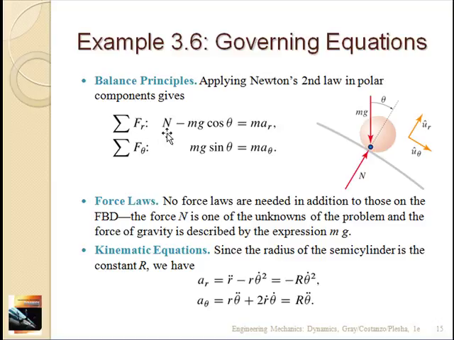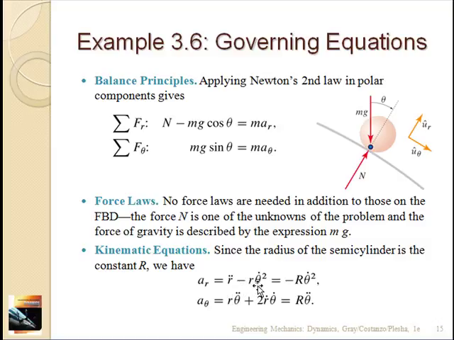So the radial forces are n minus the gravitational component in the radial direction. That gives you radial acceleration. Tangential is just gravity, which gives you a tangential acceleration. All right, we don't need force laws here. The kinematics involve writing the radial and tangential accelerations in terms of r and theta, and we've seen that before.